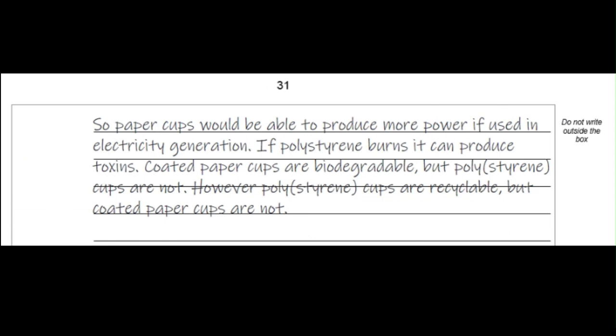Now, here's the important bit. This is our evaluation, so we have to choose. Paper cups would be able to produce more power if used in electricity generation. If polystyrene burns, it can produce toxins. Coated paper cups are biodegradable, but polystyrene cups are not. However, polystyrene cups are recyclable, but coated paper cups are not. I would choose, and you write your evaluation based on the evidence.